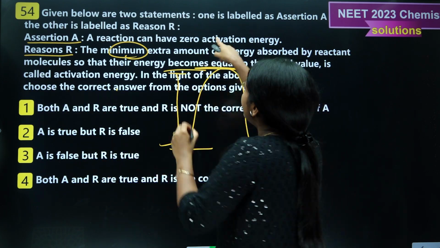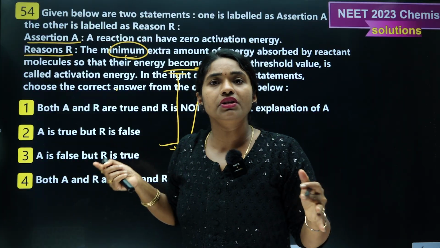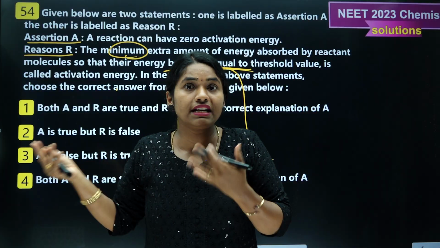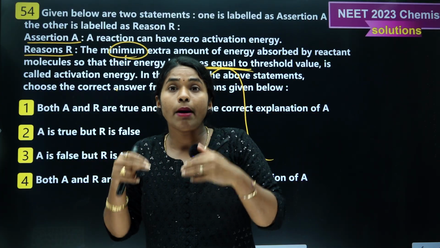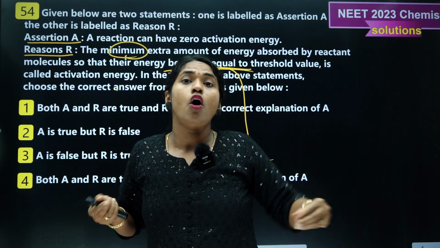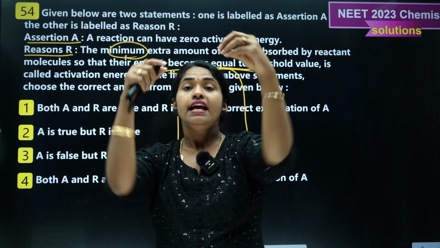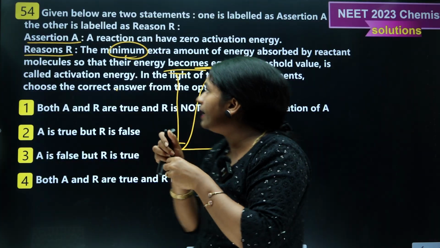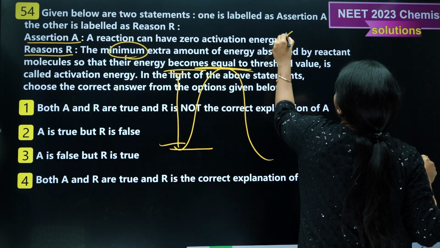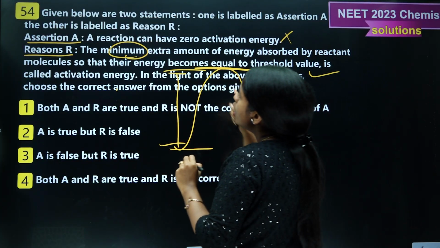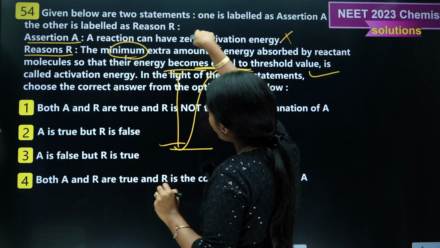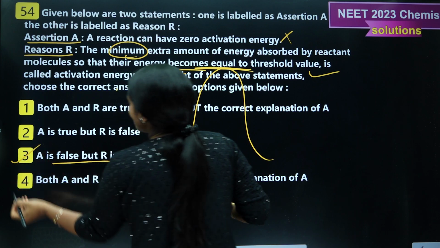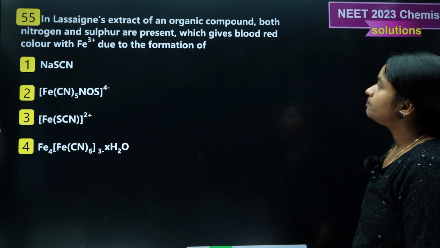So whatever the reaction, it should have some amount of activation energy. If any reaction had zero activation energy, all reactants would react on their own and form the product. No, some amount of energy is needed to break the bonds, and some amount of energy is released when forming a bond. Some energy is definitely needed. So this is an incorrect statement and this is a correct statement. So A is false and R is true. Option 3 is the correct answer.